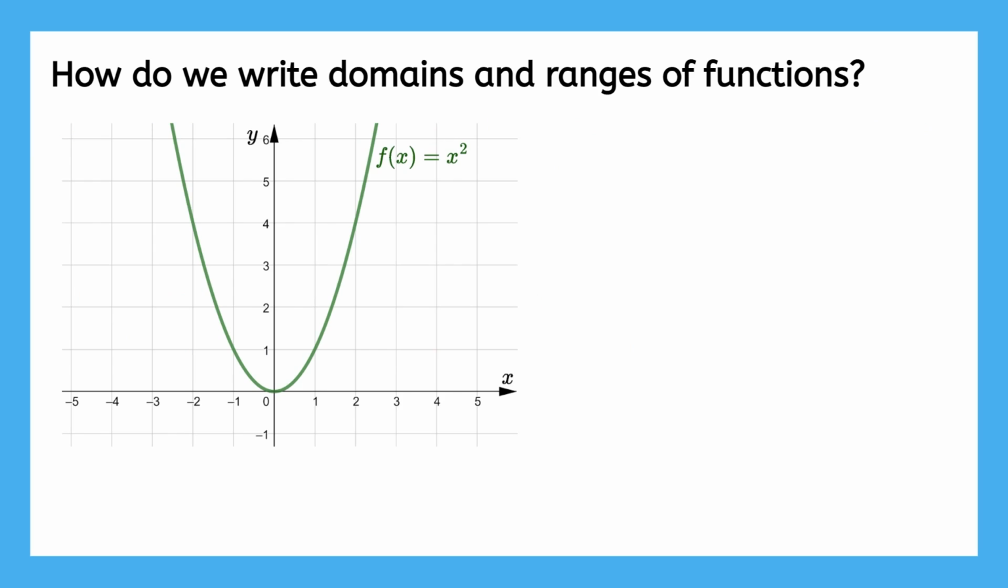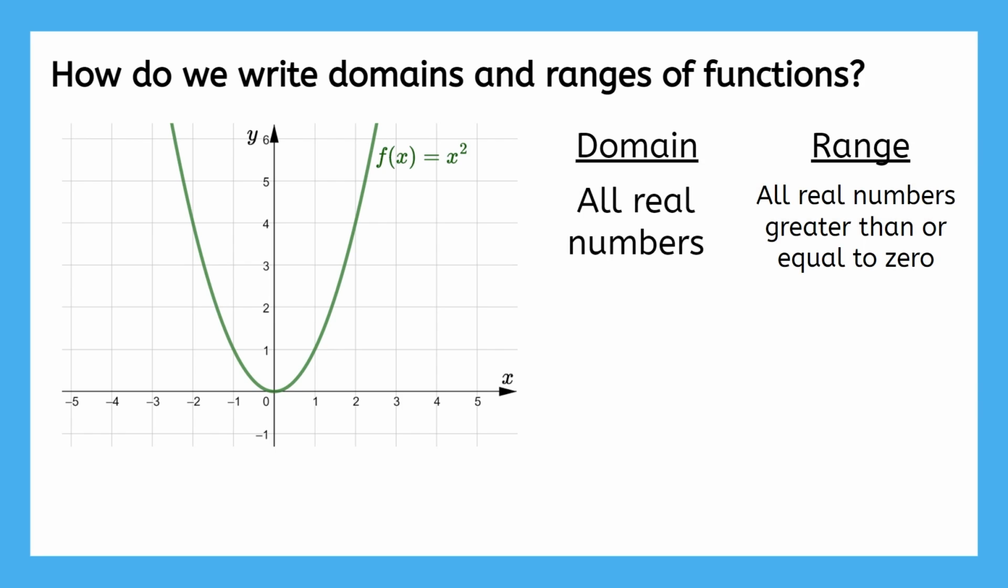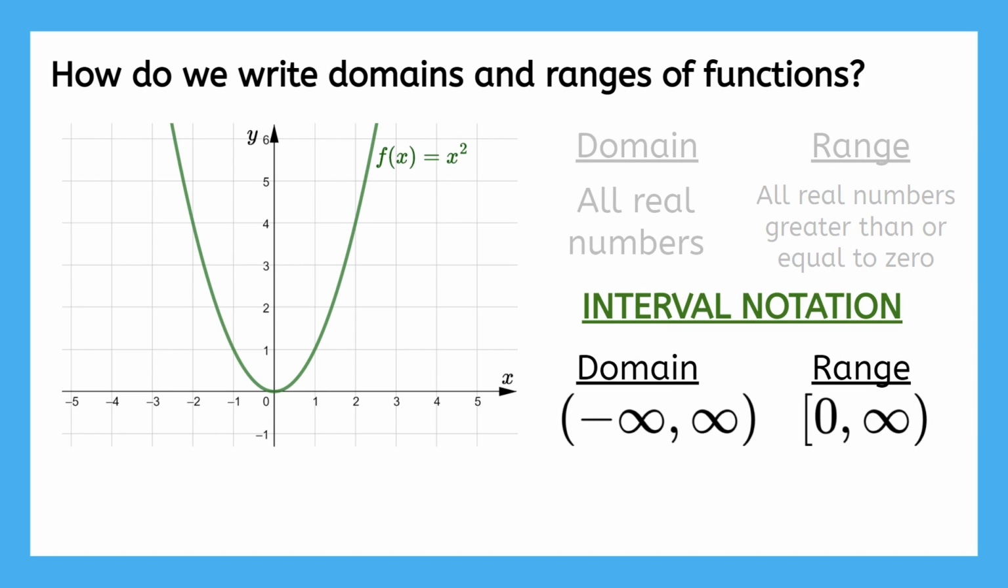Let's look at a function for which we found the domain and range last time, x squared. So what were the domain and range again? Do you remember? Or can you find them? That's right. The domain was all real numbers, and the range was all real numbers greater than or equal to 0. Now, we should also refresh ourselves on writing in interval notation. Let's go over all the rules for this style of notation.